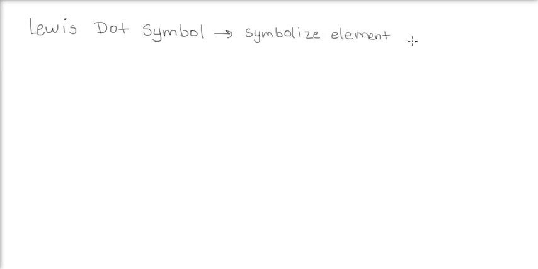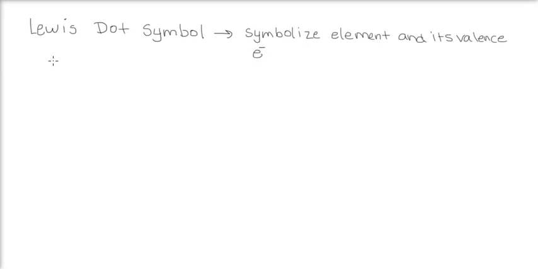In order to demonstrate why these bonding patterns exist for these elements, we have to go back to what is known as the Lewis dot symbol, which is the basis or the foundation for how we build Lewis structures. So the Lewis dot symbol is basically a way to symbolize an element and its valence electrons, which I'm just going to symbolize with e negative.